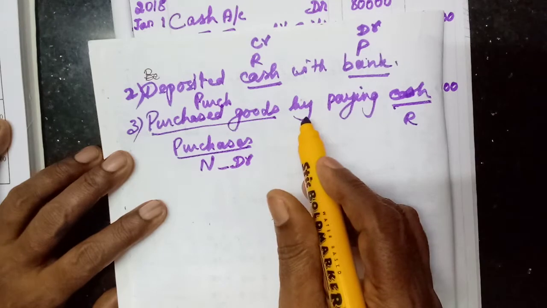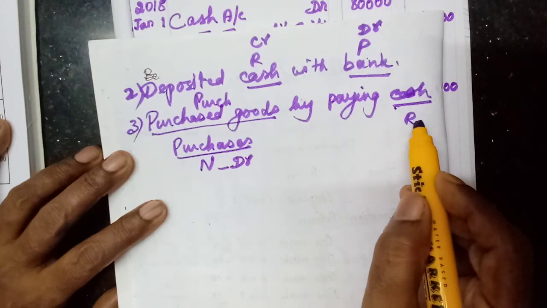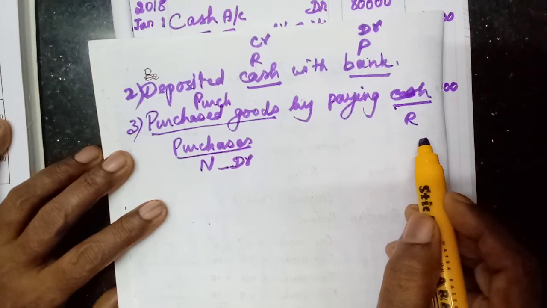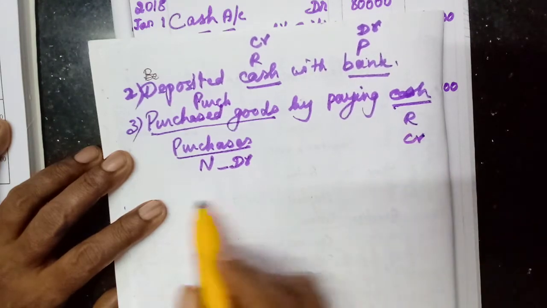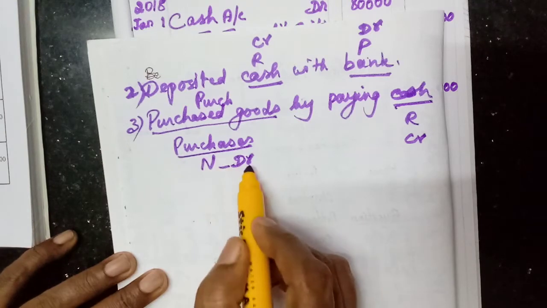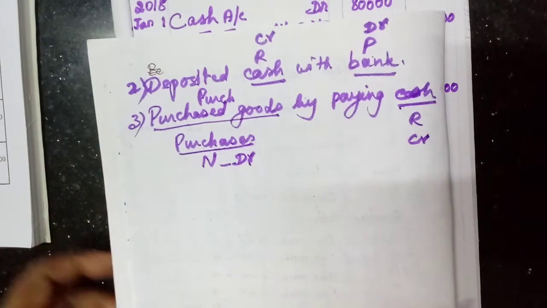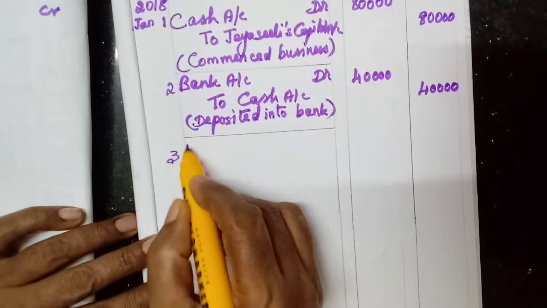Okay. Here, real account. Debit what comes in, credit what goes out. Here cash goes out. So, we need to credit. So, what is the entry? Purchases account debtor to cash. Okay. That you write here.